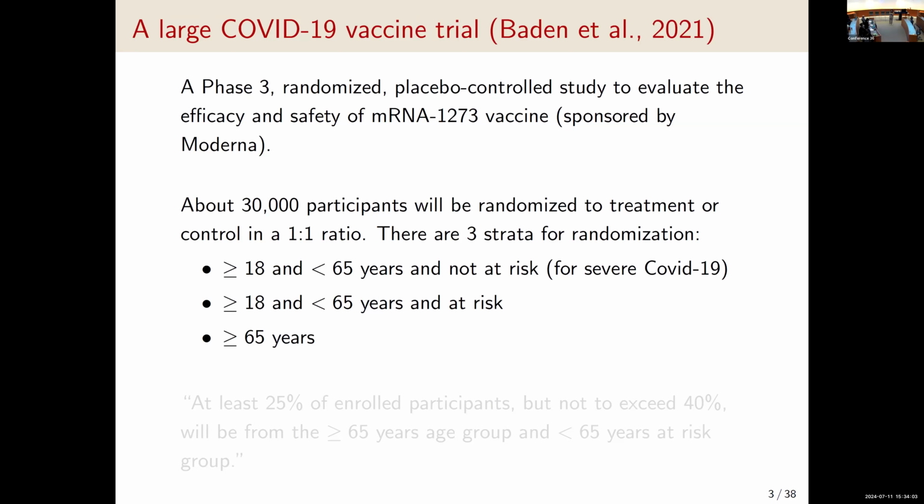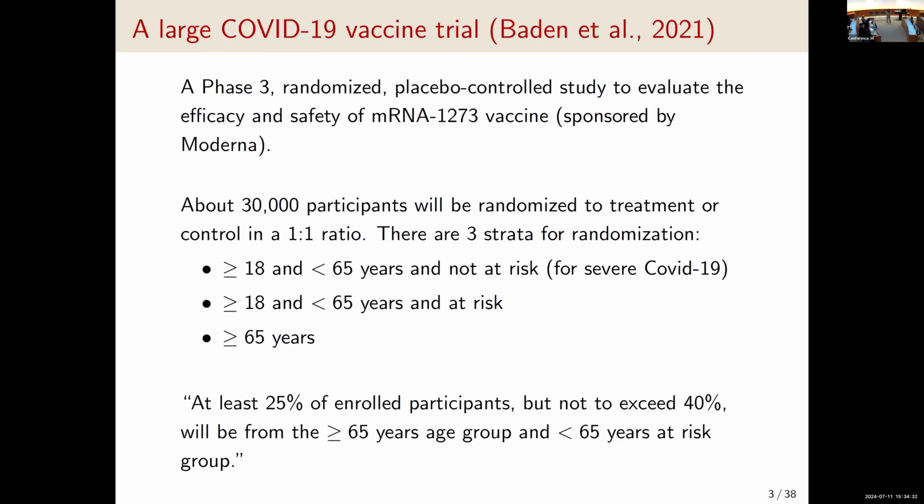What are people doing? As a case study, we looked at a phase 3 randomized placebo-controlled study used to evaluate the efficacy and safety of an mRNA vaccine. In this study, about 30,000 participants are randomized to treatment and control in a 1-to-1 ratio. They consider 3 different strata for randomization. One is a younger, not at risk for severe COVID group. Second, a younger at-risk group, and finally, an older group.